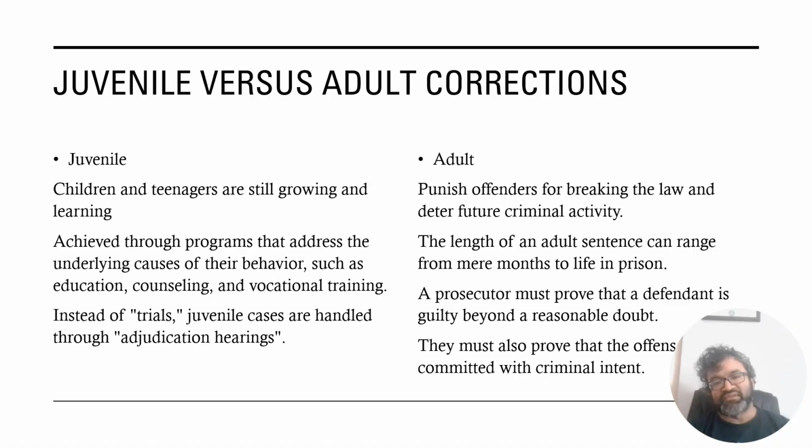The length of an adult sentence can range from months to life. The prosecutor must prove that a defendant is guilty beyond reasonable doubt. They must also prove that the offense was committed with criminal intent.